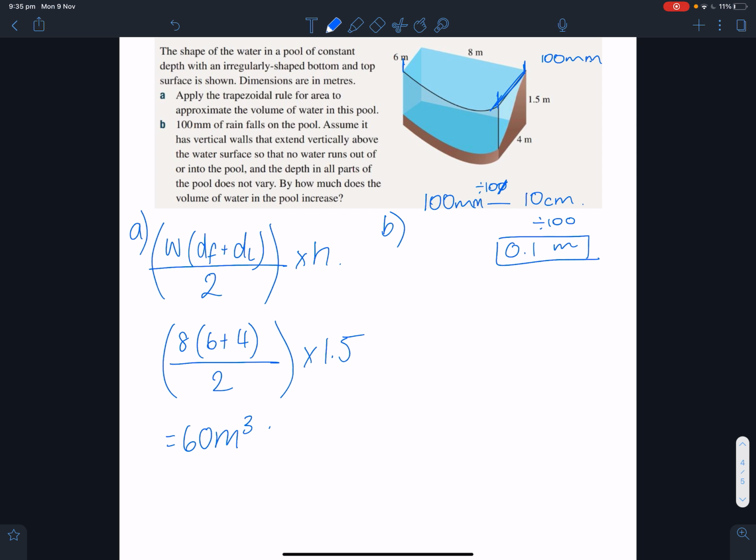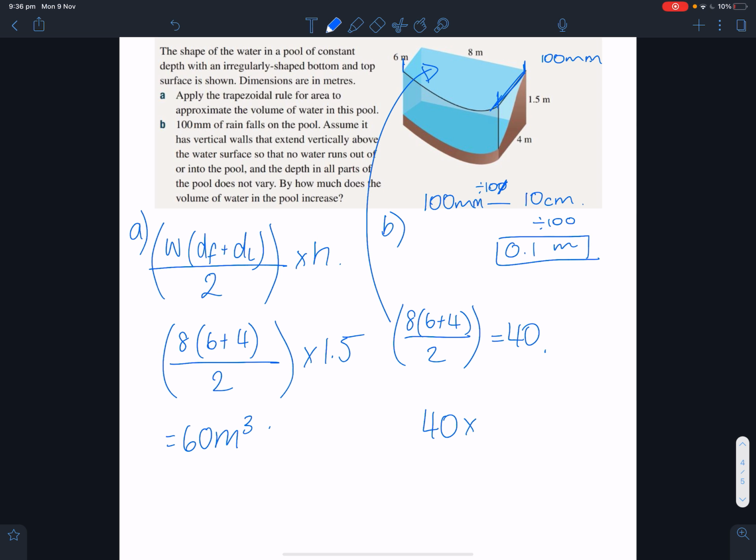Now, we know that the area of the cross section is going to be this without the 1.5. So the area of the cross section itself is 8 bracket 6 plus 4, for that top bit, which is 40. Okay, so to work out the rain, if we go 40 times 0.1, we'll get 4 meters squared. So 100 millimeters of rain adds 4 meters squared of volume to our pool of water. Okay, so how much does the water in the pool increase? It's 4 meters squared.